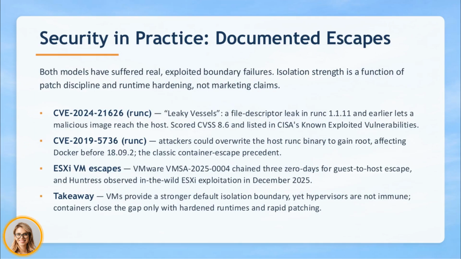Both virtualization models have experienced real, exploited boundary failures, demonstrating that isolation strength relies on patch discipline and runtime hardening. For containers, CVE-2024-21626, known as Leaky Vessels, allowed malicious images to escape to the host, scoring a CVSS 8.6. Similarly, CVE-2019-5736 enabled attackers to overwrite the host runc binary to gain root.